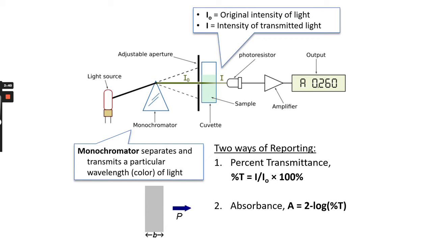There are two ways of reporting this. You could have percent transmission, which is the intensity of what comes out divided by the intensity of what you put in, times 100, or your absorbance. And you see here the light coming in and coming out. You're always going to have less light coming out because some of it gets absorbed.